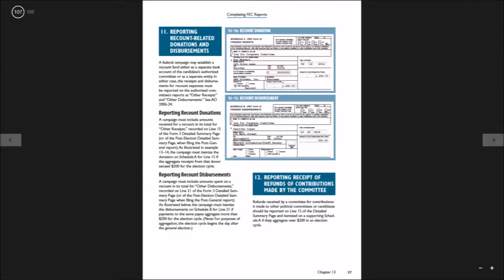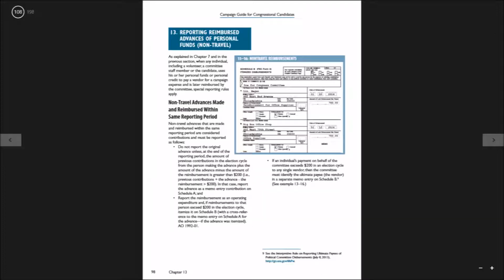Section 12. Reporting receipt of refunds of contributions made by the committee. Refunds received by a committee for contributions it made to other political committees or candidates should be reported on line 15 of the detailed summary page and itemized on a supporting Schedule A if they aggregate over $200 in an election cycle. Section 13. Reporting reimbursement advances of personal funds, non-travel.